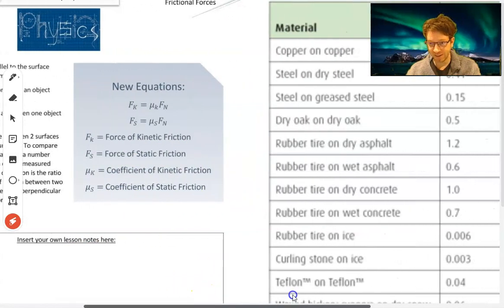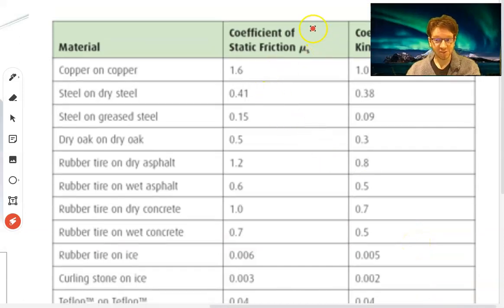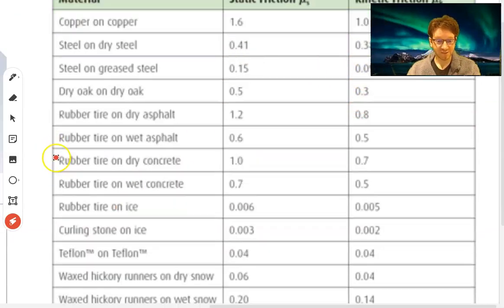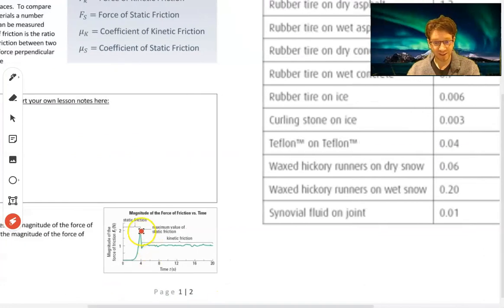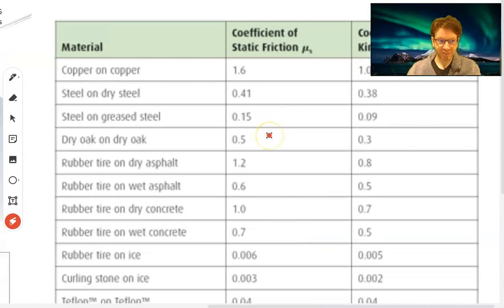Now I have a chart here. You have a similar one in your textbook. This chart shows different values for the coefficient of static friction and the coefficient of kinetic friction. Notice that the coefficient of static friction is always greater than the coefficient of kinetic friction. This is what leads us to this graph here, that the maximum value of static friction is greater than that of kinetic friction. You do not need to memorize any of these values. If I give you something on a test, you would simply look up the chart. I would actually give you a chart that you would look it up on.